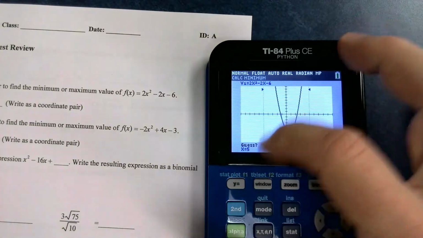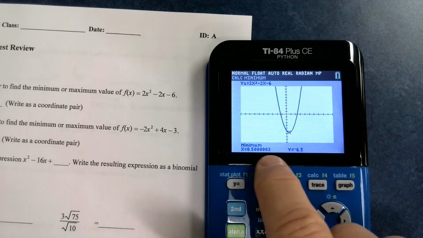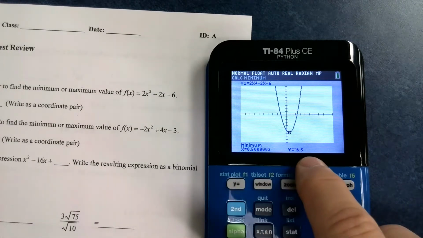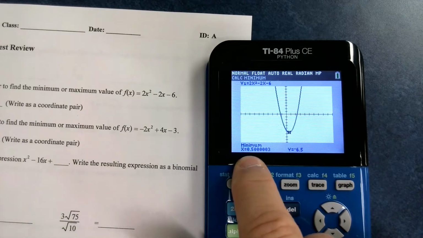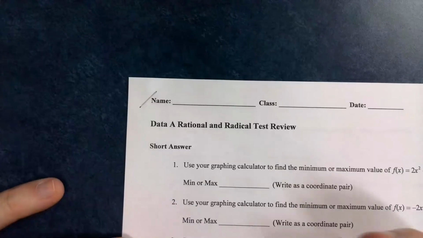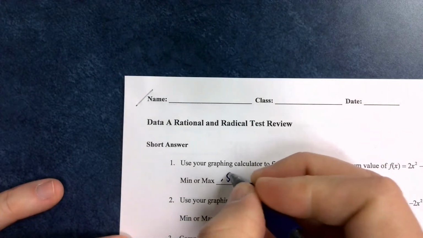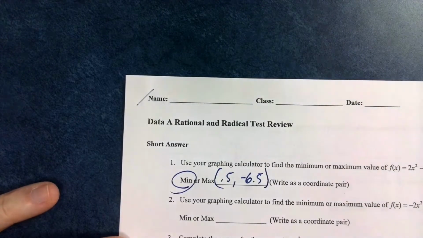So what it's going to do is find the lowest value of this parabola between those two lines. It says, do you want to guess? I really don't want to guess. I just want to know the answer right now. I hit enter, and you can see that it's 0.5000000003 and negative 6.5. Well, that really means that it had some rounding errors. It's really just 0.5 and negative 6.5. So I would put 0.5 comma negative 6.5, and that would be a minimum value.